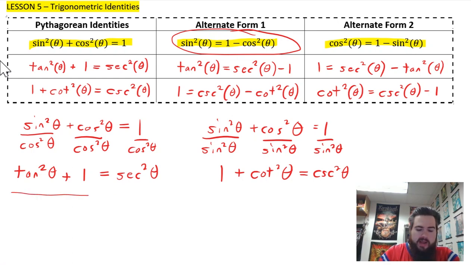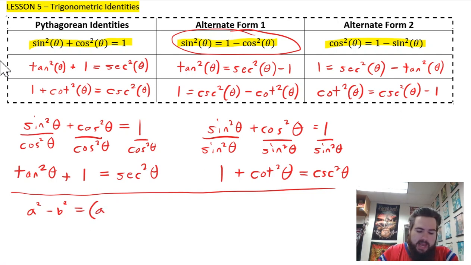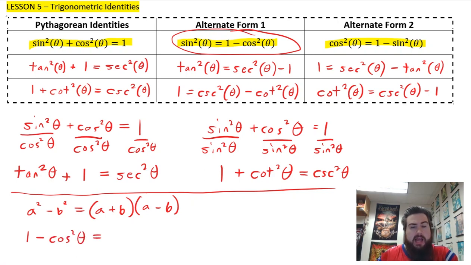In algebra, when you have a difference of squares, such as a squared minus b squared, that can be written as a multiplication of two factors. It can be written as multiplication of the factor a plus b times the factor a minus b. Meaning, if I see this for trigonometric functions, such as 1 squared minus cosine squared, I should be able to write this as the multiplication of the factors 1 plus cosine of theta times the factor 1 minus cosine of theta.